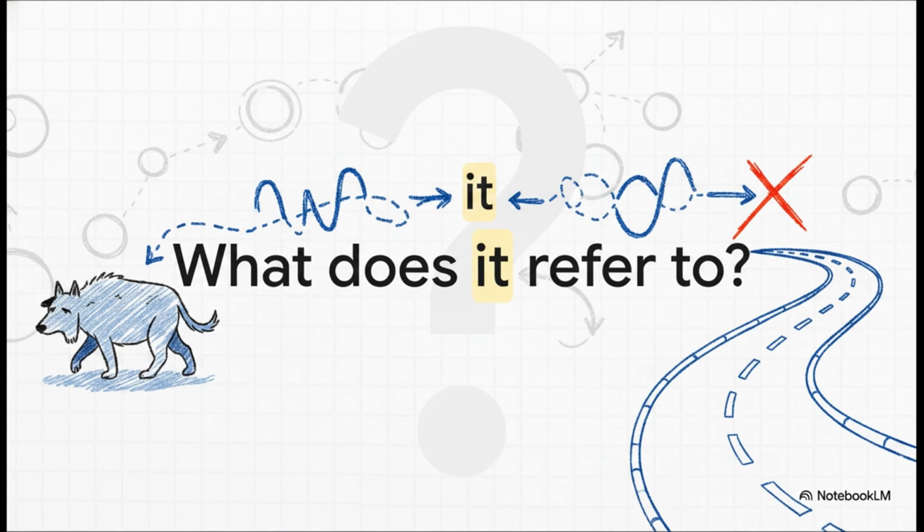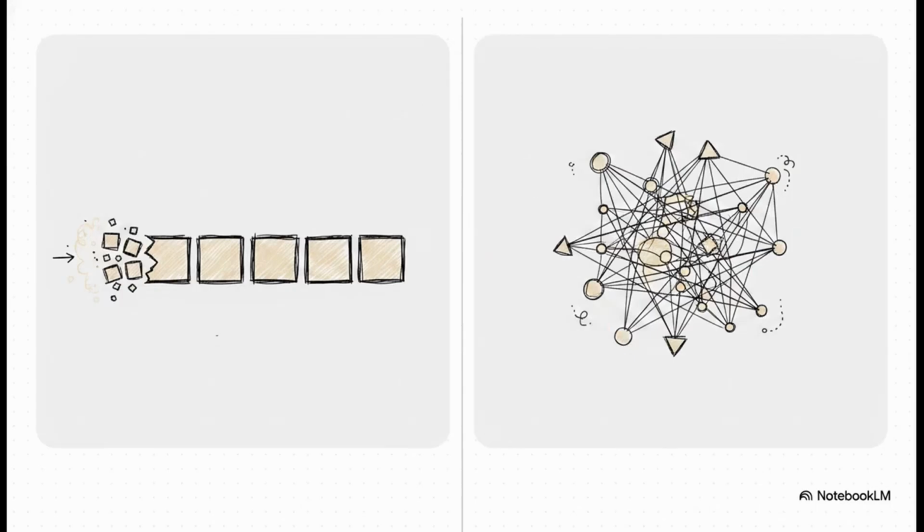I mean, for us humans, our brains instantly know that "it" means the animal. We make that contextual leap without even blinking, one word naturally reaching out to understand another. But historically, machines completely struggled to make this exact connection. And the reason for that struggle basically comes down to how those older systems read.